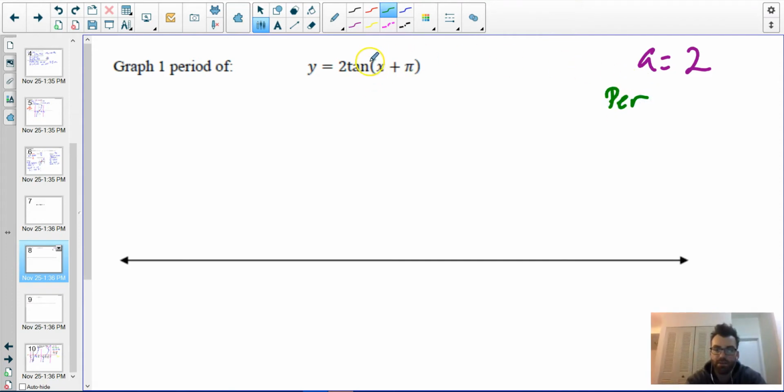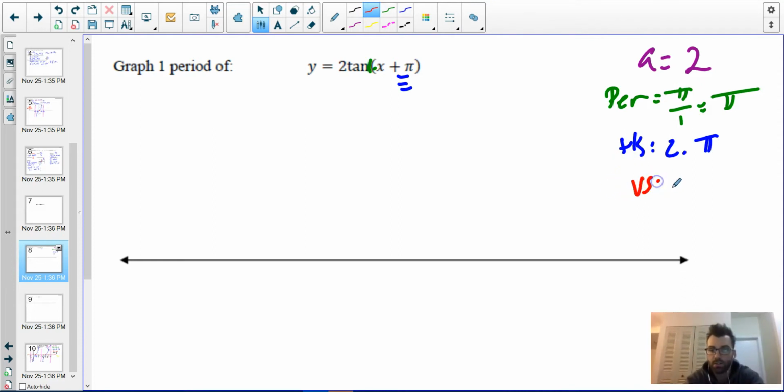All right, my period is pi over my B value. Remember, we can pretend like there's a 1 there. So it's pi over 1, which is just pi. My horizontal shift is my C value. So in this one, I'm going left pi. Vertical shift is again none. My interval is just period over 4, so my interval is pi over 4.